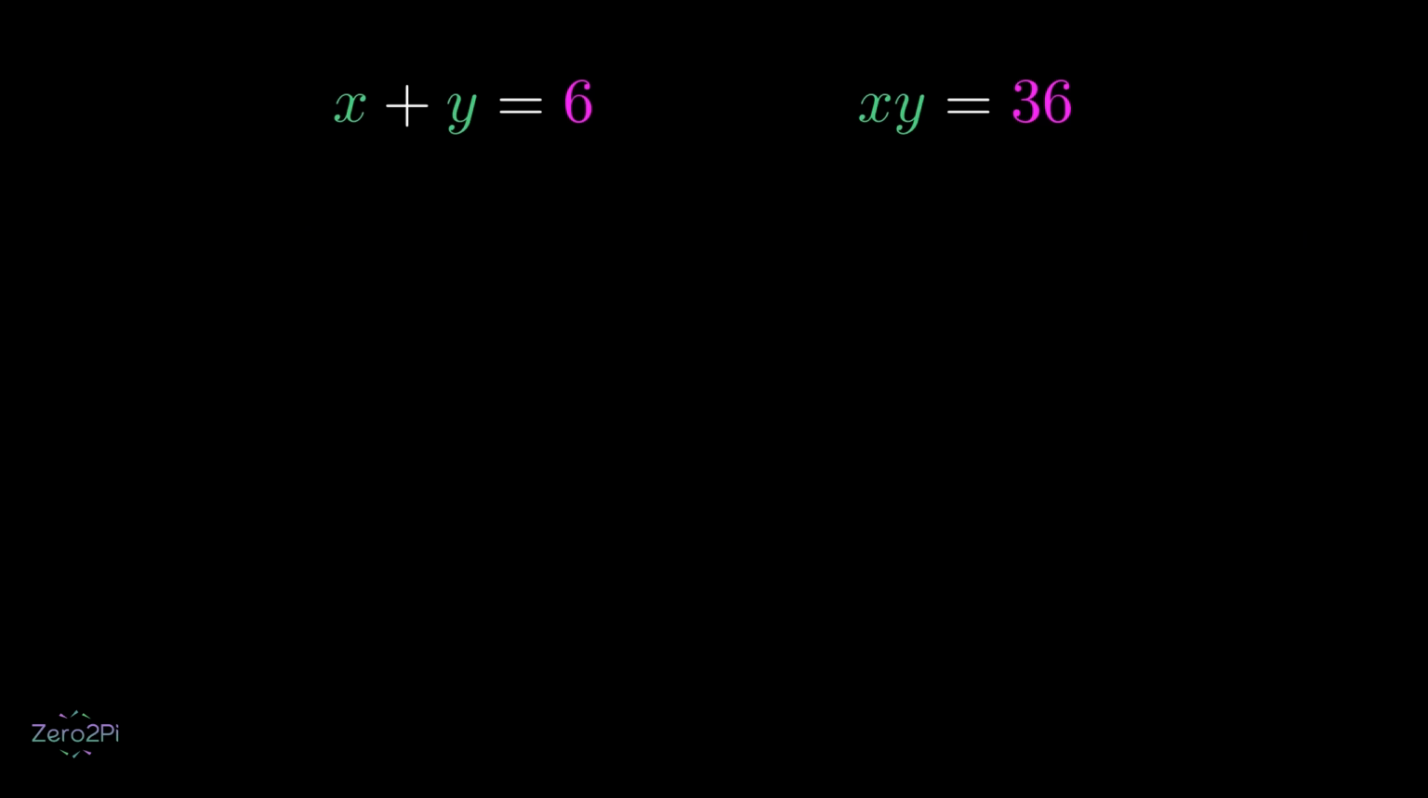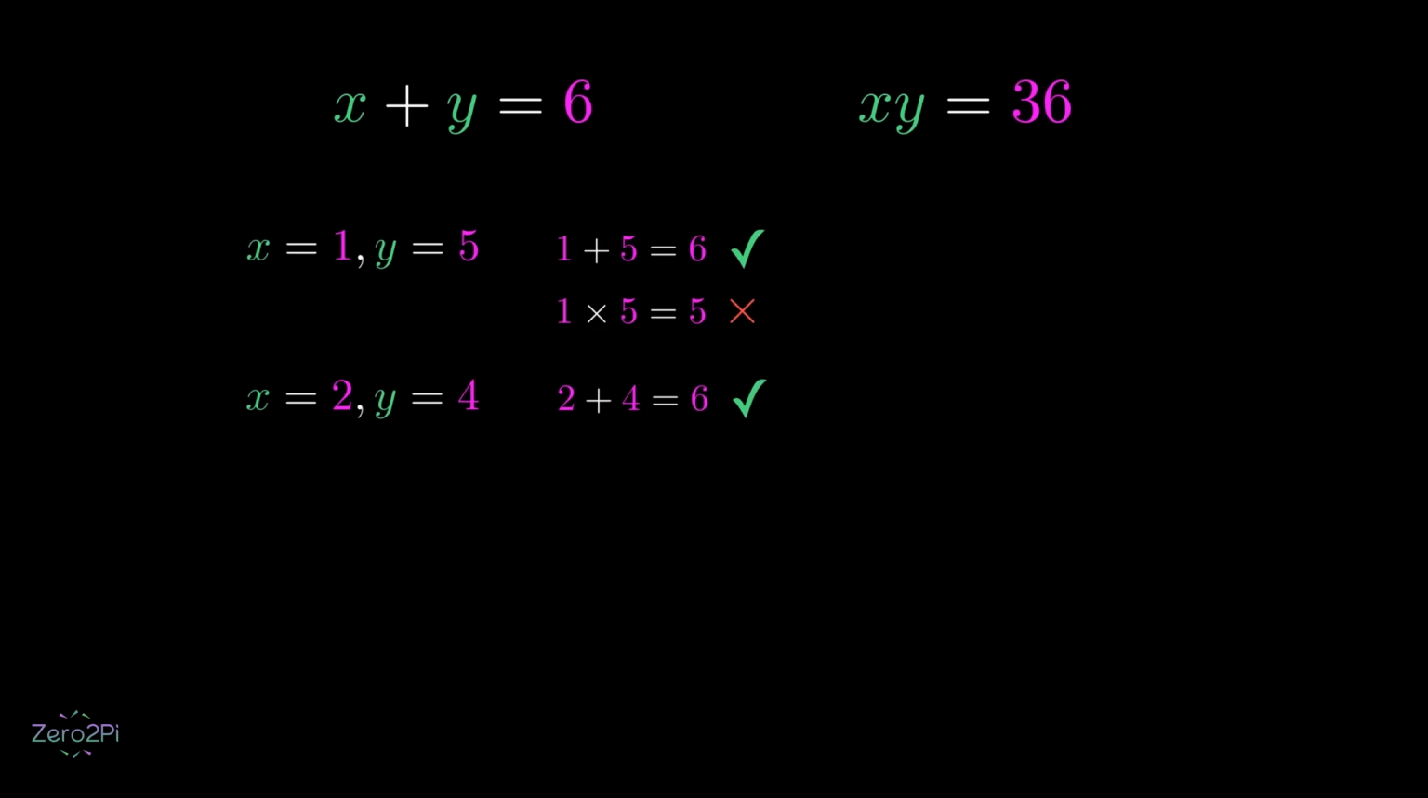works. Starting with x equals 1 and y equals 5. Well, it satisfies equation 1, but 1 into 5 is not equal to 36. Okay, then x equals 2 and y equals 4. Again, 2 into 4 is 8, but not 36. Similarly, x equals 3 and y equals 3 does not work either.